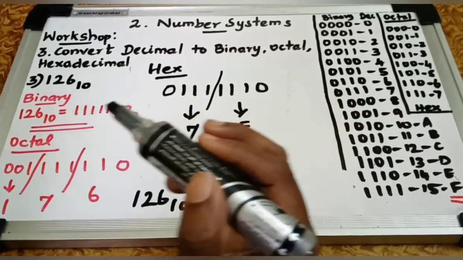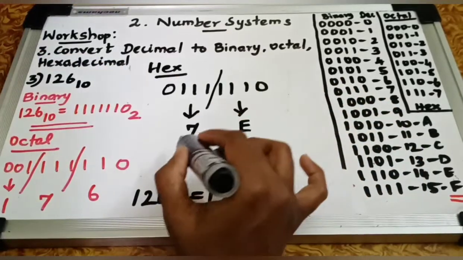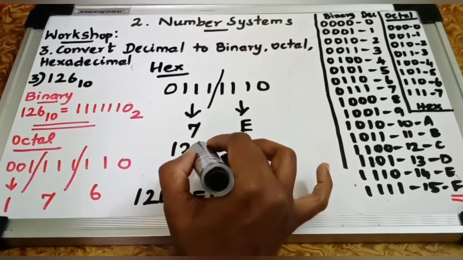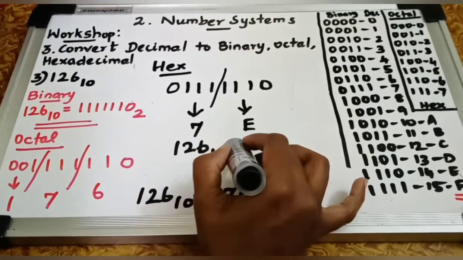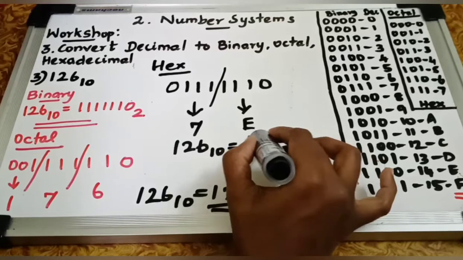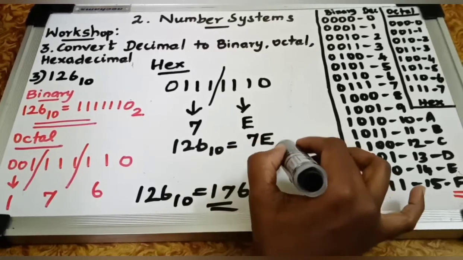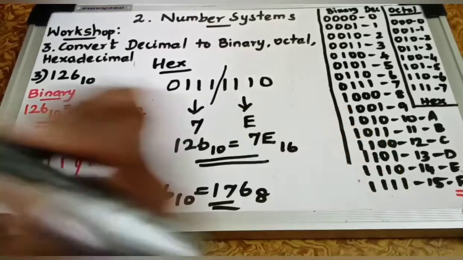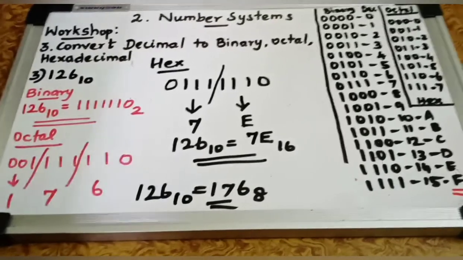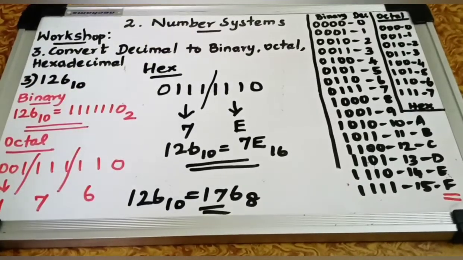So what is the answer? 126 base 10 is equivalent to the hexadecimal number 7E base 16. So this is the hexadecimal equivalent. Thank you, students.